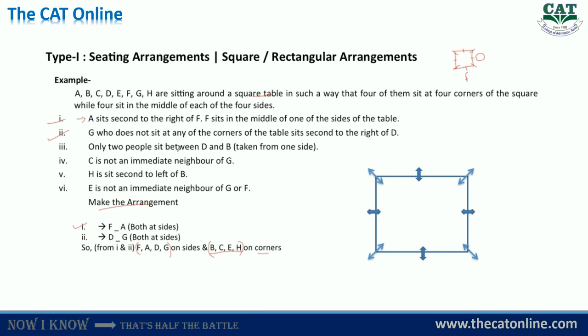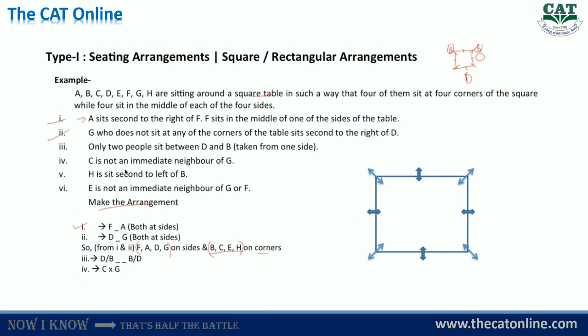Now, only two people sit between D and B, taken from one side. Okay, because it could be clockwise or anti-clockwise. So from any one of the sides, there are two people sitting between D and B. So if D is placed over here, then 1, 2, this would be the place for B, or this would be the place for B. So B would be sitting at one of the corners. It could be either way like this. It could be DB or BD, and there will be two people in between them.